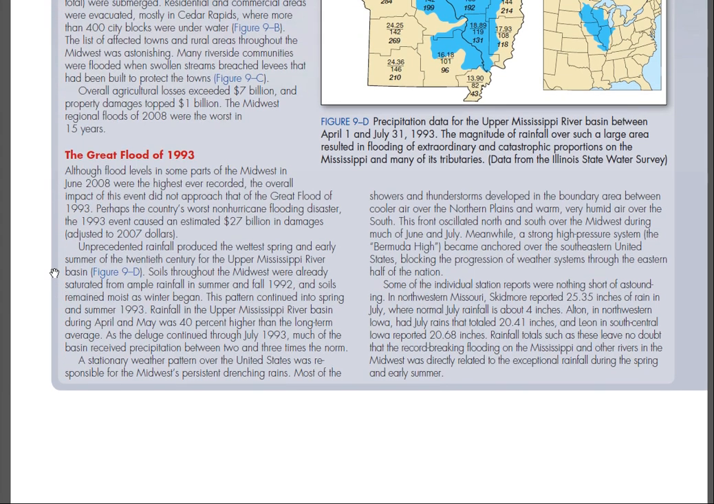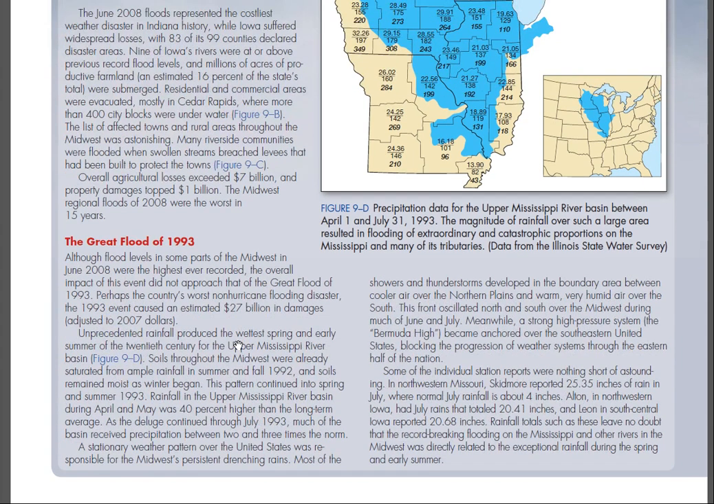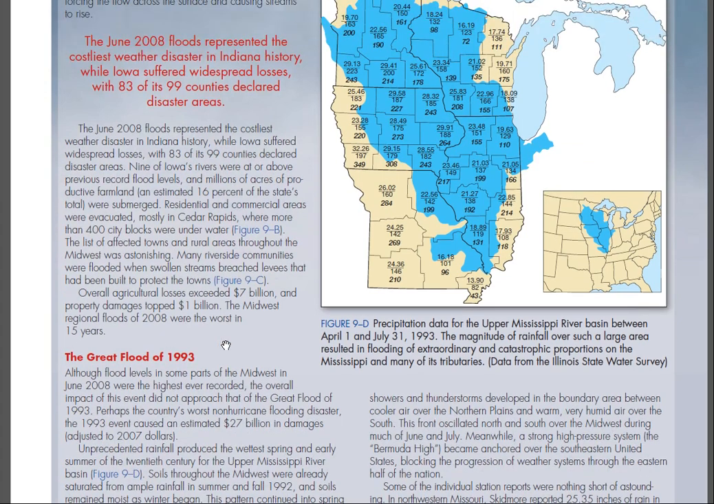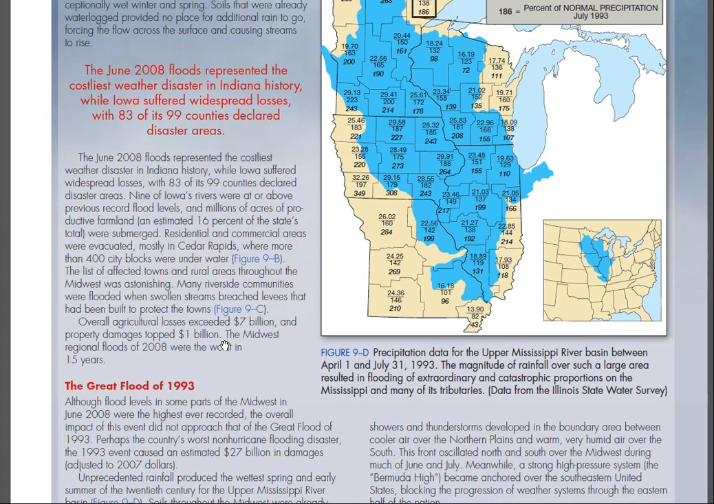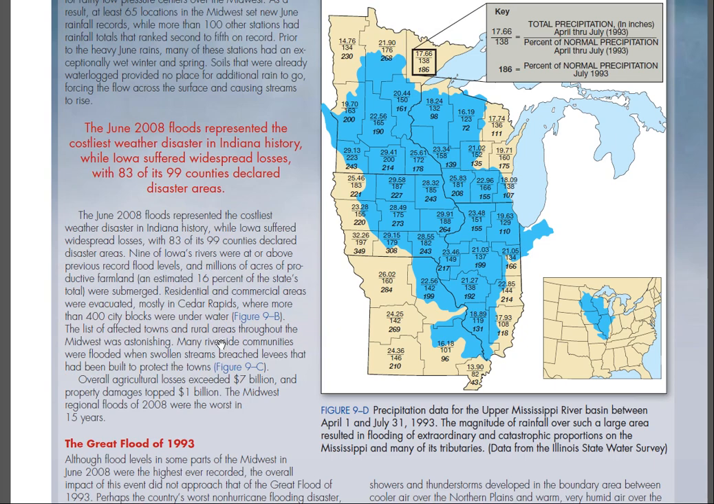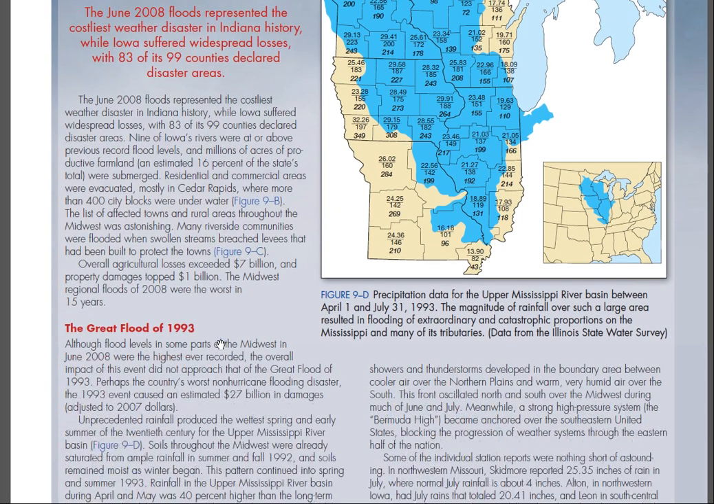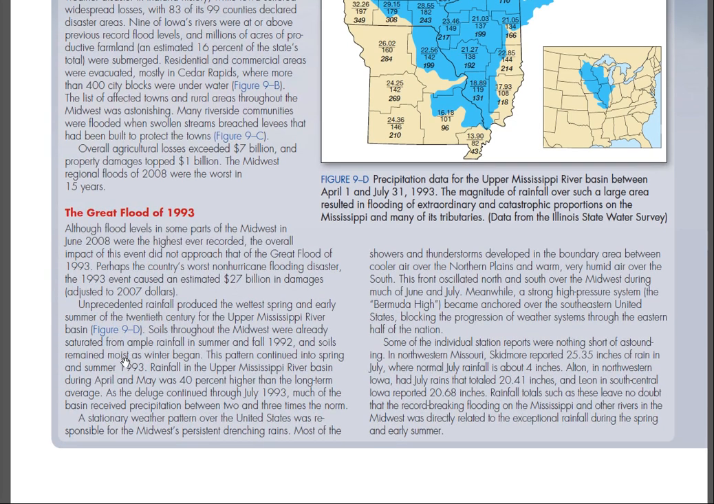Unprecedented rainfall produced the wettest spring and early summer of the 20th century for the upper Mississippi River Basin, Figure 9d. Soils throughout the Midwest were already saturated from ample rainfall in summer and fall 1992, and soils remained moist as winter began. This pattern continued into spring and summer 1993. Rainfall in the upper Mississippi River Basin during April and May was 40% higher than the long-term average. As the deluge continued through July 1993, much of the basin received precipitation between 2 and 3 times the norm.